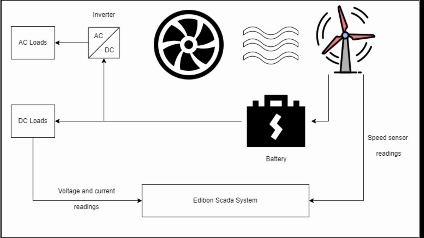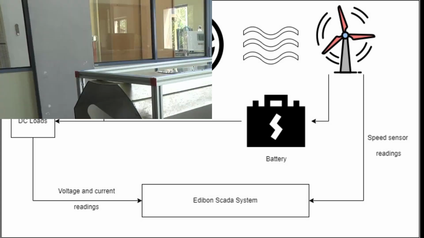There are 2 types of loads: AC loads and DC loads. We can connect DC load directly with batteries. There should be a mechanism to transfer DC power into AC power. Therefore, we use an inverter. So that we can connect AC loads as well.